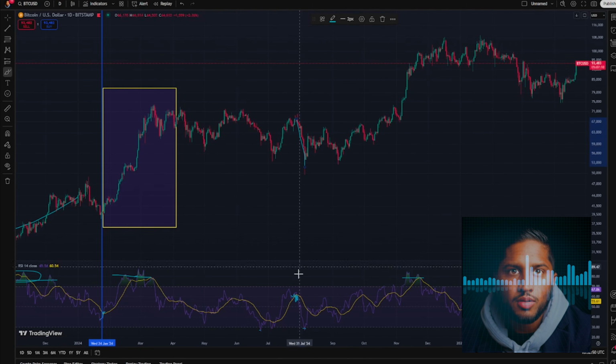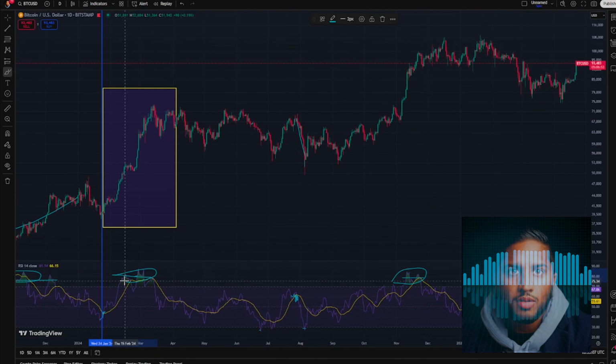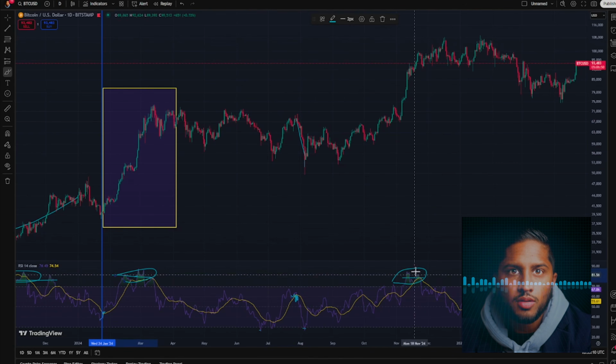So RSI crossing below its moving average signals weakening momentum, sellers might be taking control, and it could be a sign of a pullback or a trend reversal. So the strategy here is using the crosses along with other signals instead of looking at these over 70 or below 30 signals that you're seeing, which can be false signals.